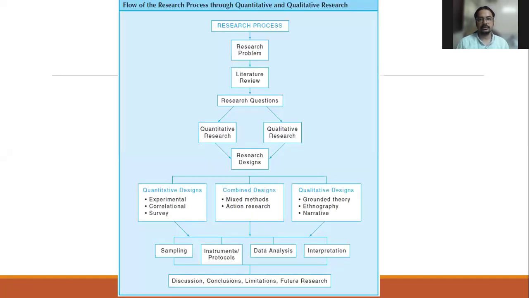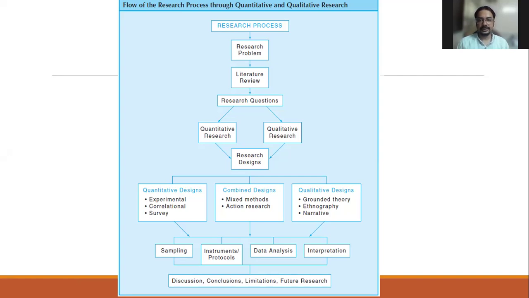This is the overview of our research process. It includes both the qualitative and the quantitative research. As you can see, the research process starts with the research problem. Then it goes to the literature review. After the literature review, the research question is formulated, which is guided by the literature review. And again, the research question answers the literature review.